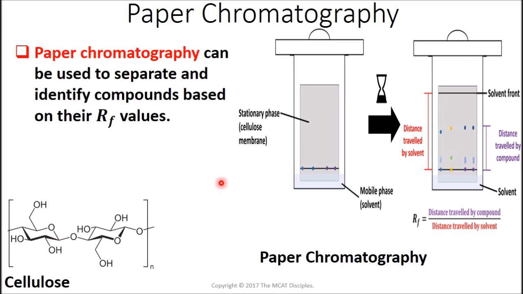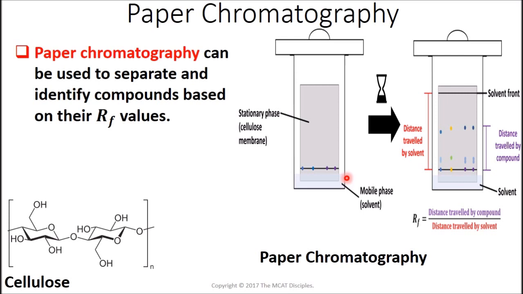So here is the setup for a paper chromatography experiment. You have an enclosed apparatus, and within the enclosed apparatus you have a membrane, the stationary phase, and a mobile phase. The stationary phase typically is cellulose membrane, and the mobile phase is just some solvent. Can be polar, can be nonpolar. Typically it's going to be polar.